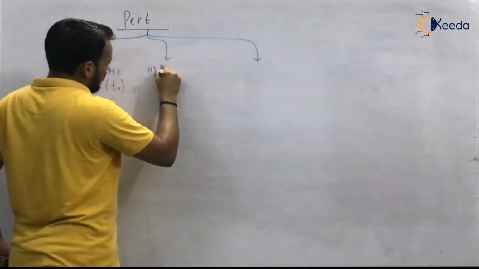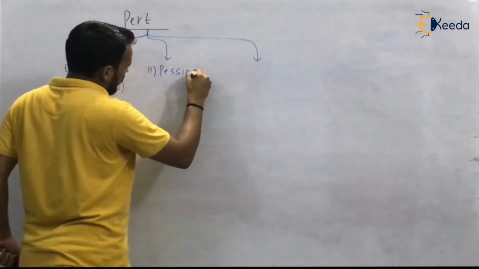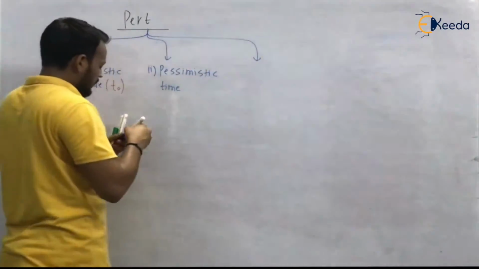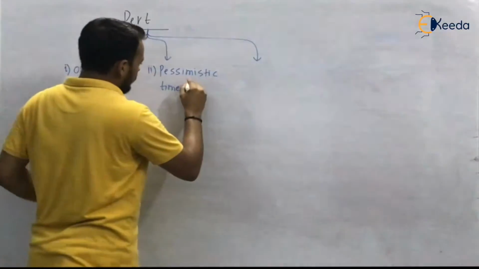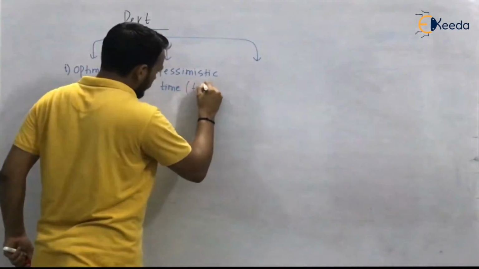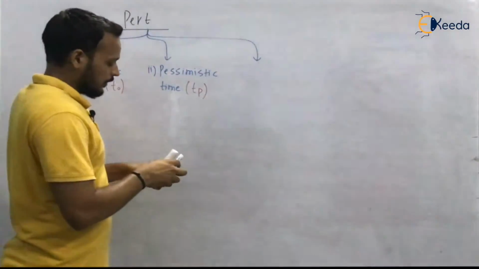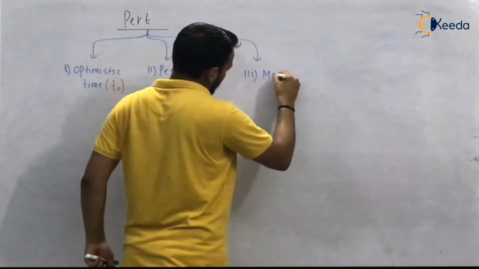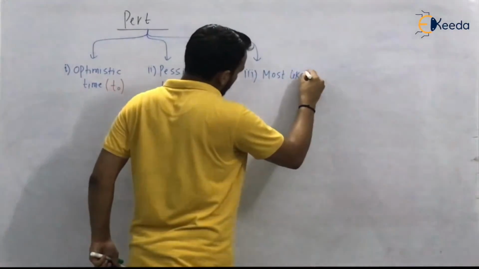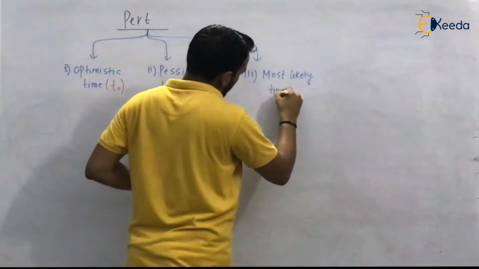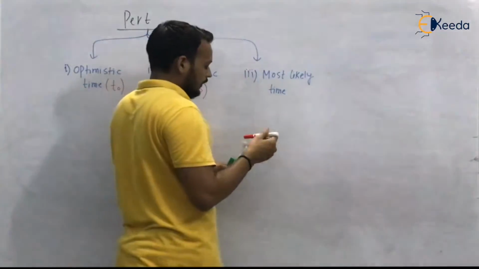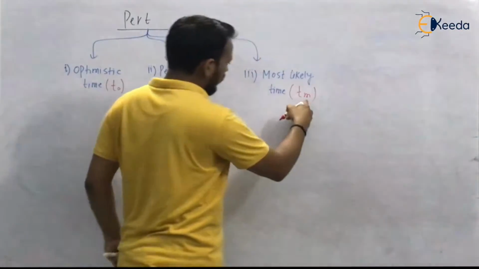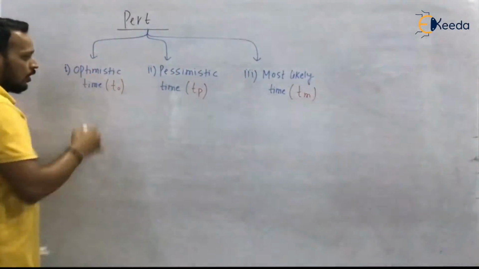The second one is pessimistic time. In short, it is known as T subscript P. And the third time is most likely time, and it can be denoted as T subscript M. Okay, M for most likely, P for pessimistic, and O for optimistic.